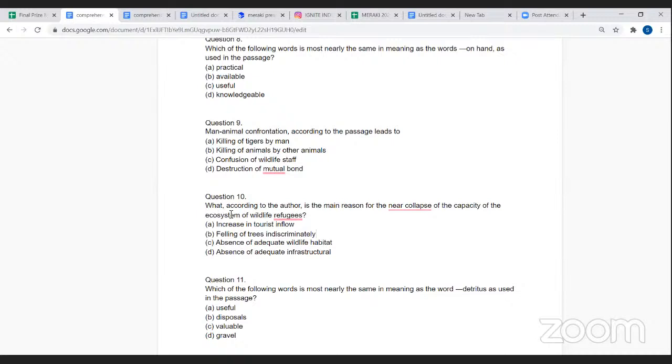Question 10. What, according to the author, is the main reason for the near collapse of the capacity of ecosystem of wildlife refuges? D. C. It is absence of adequate... In option D. It's option D, absence of adequate infrastructure.